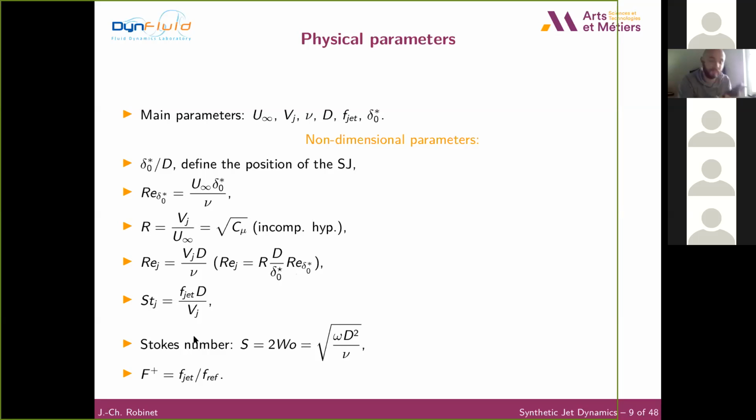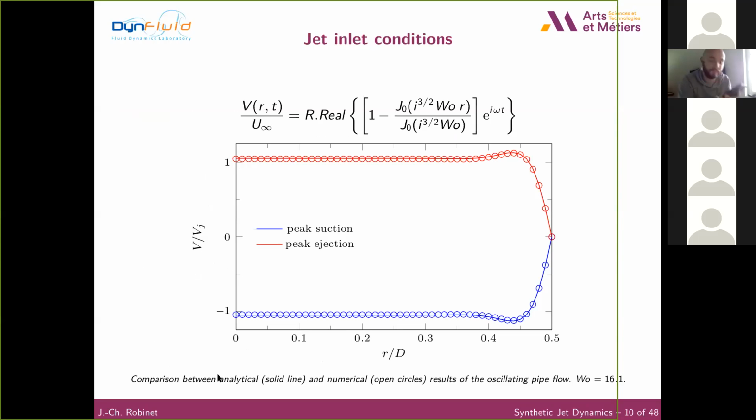We also use the Stokes number, which is just the doubling of the Womersley number, and I use the reduced frequency as described before. It's just the ratio of the frequency of the jet to the reference frequency. And this reference is the most unstable frequency of the boundary layer instability.